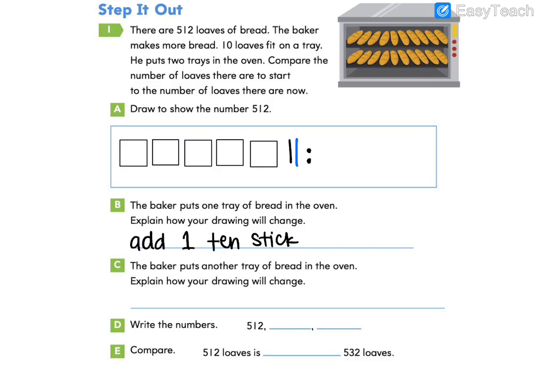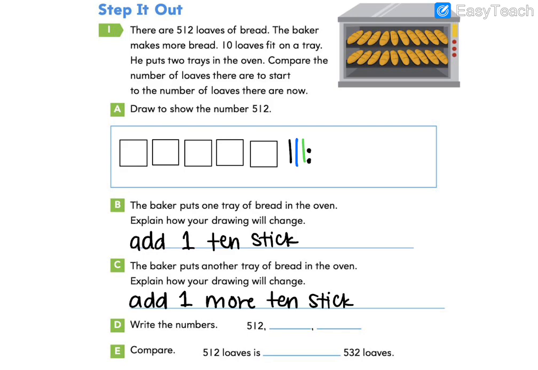But we know he doesn't just add 1 tray, he adds 2. So letter C says the baker puts another tray of bread in the oven. Explain how our drawing would change. Well, what would happen? We would add 1 more ten stick. Okay, so now we would have 2 more ten sticks to our drawing.